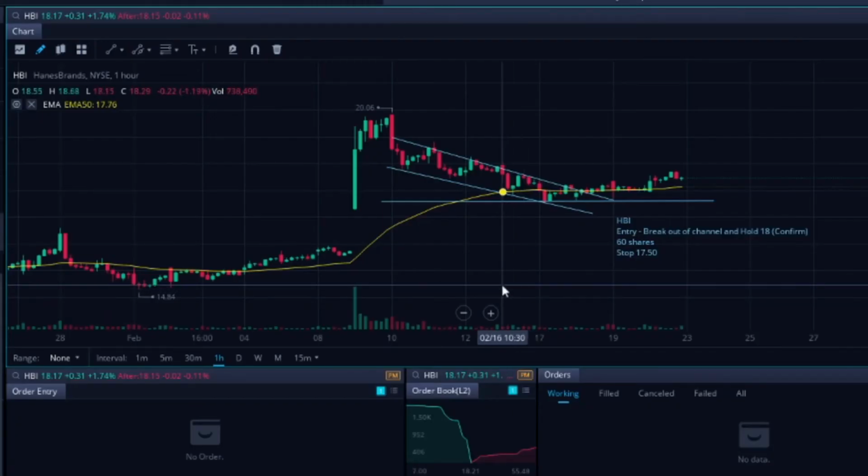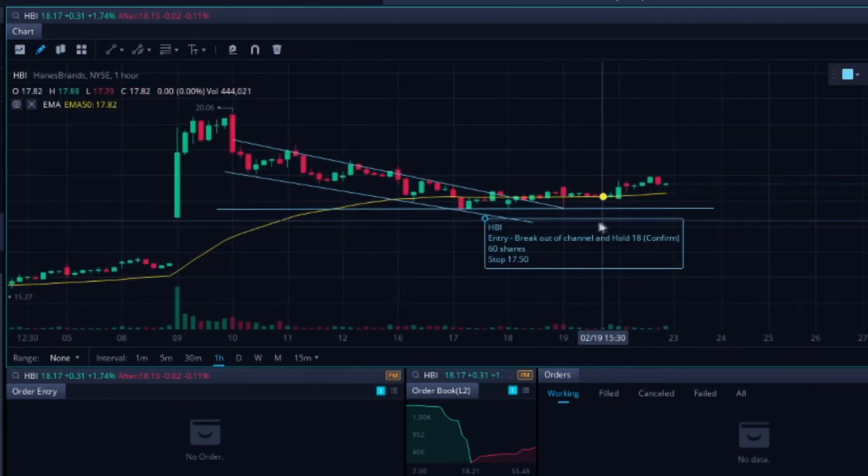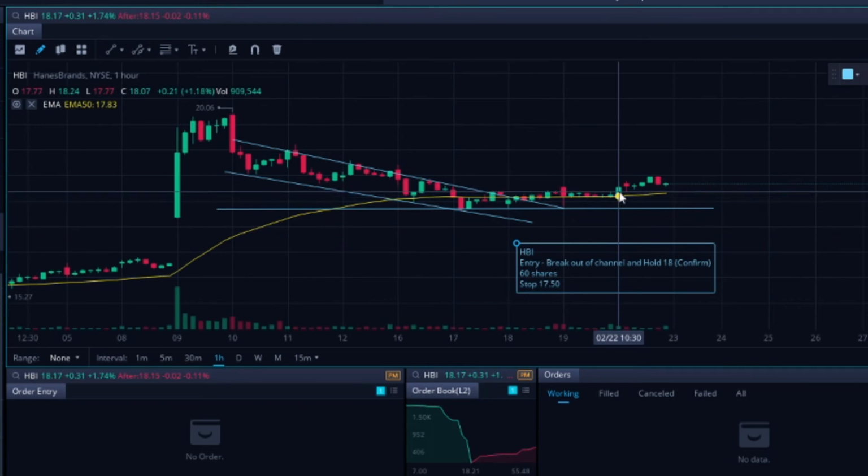I did enter HBI. This one was like a nice channel consolidation here, and then it went sideways, and I was looking for a breakout of 18, holding above 18 and confirming. So that's basically what happened today. It went above 18, pulled back, held 18, and now it's continuing to go up. So I'm just going to hold that one for a little bit.